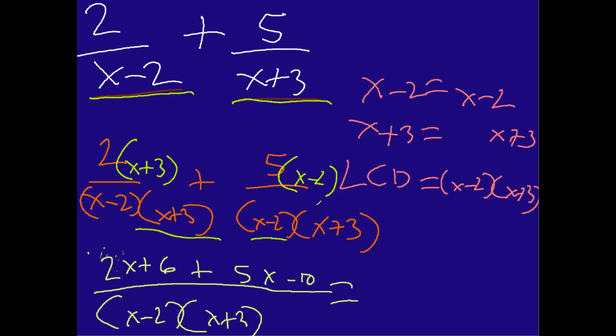And what that simplifies to is very simple. 2x plus 5x gives us 7x, and 6 plus negative 10 gives us negative 4, all over (x minus 2)(x plus 3). That is how you would address this particular problem. You went through all the steps, and you can see that we have our final answer there.